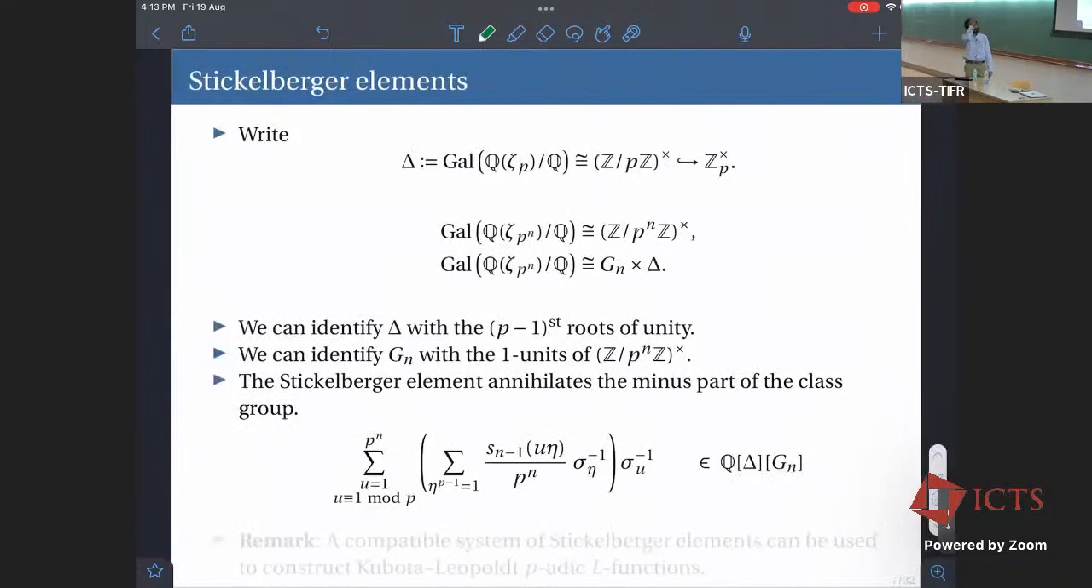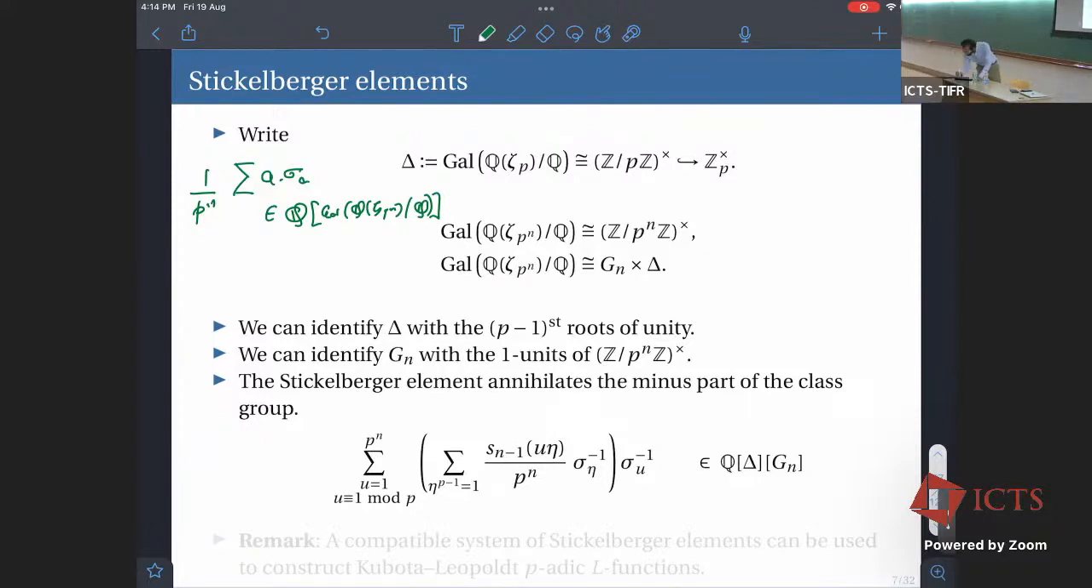Now for the Stickelberger element, there's a very explicit form. The form that you might have seen is 1 over p^n times the summation of a times sigma_a^{-1}, in the Galois group of Q(zeta_{p^n}) over Q. Somewhat traditionally, that's how a Stickelberger element is written. But I'm interested in the question about the mu invariant, so I want to look at power series rings.